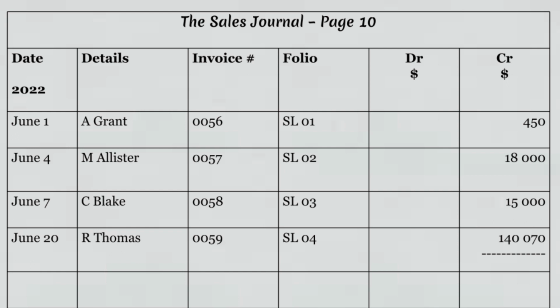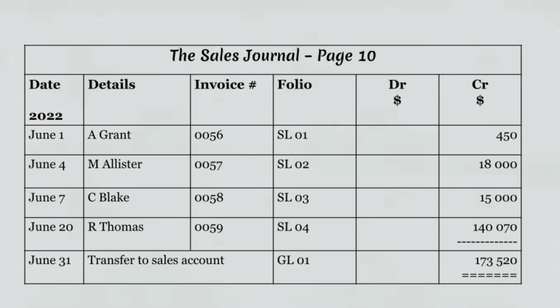So what do we do? We add. Great. So let's add. $450 plus $18,000 plus $15,000 plus $140,070 equals $173,520. This amount will be transferred to our general ledger on the final date in the month. Again, the folio number is dependent on the question. Otherwise, you create your own folio. Just be consistent with the page numbers.